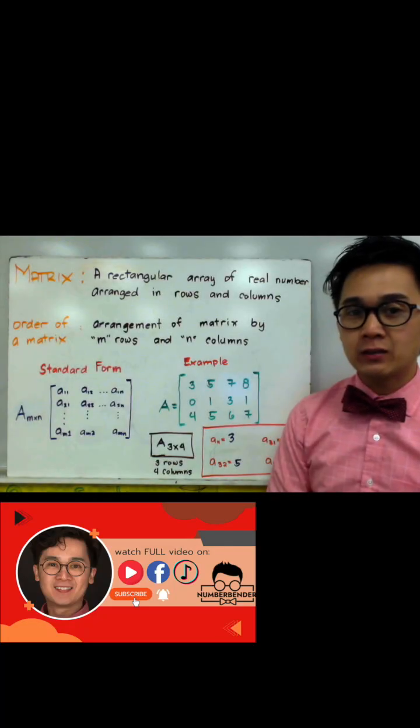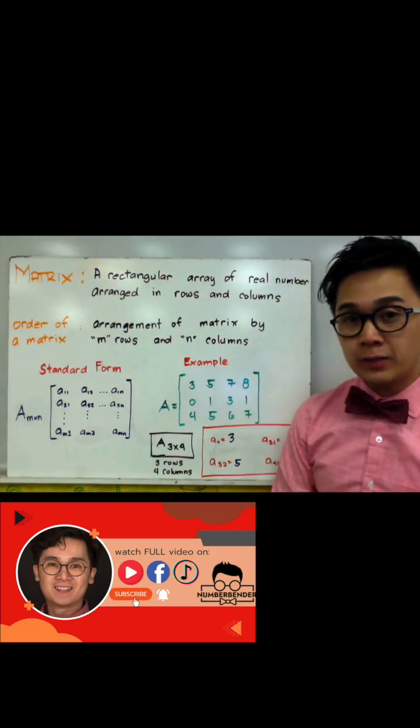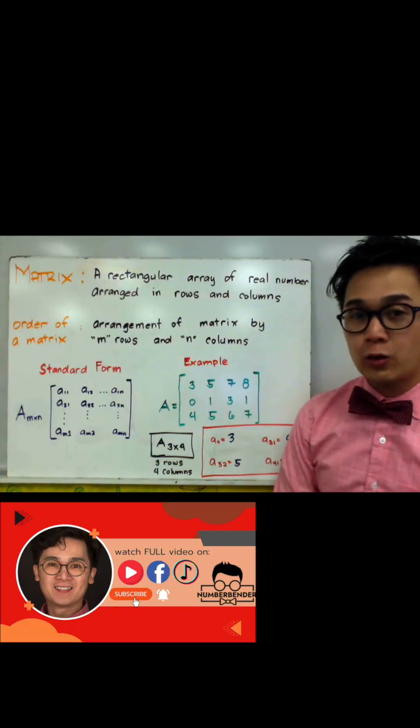Definition: a matrix is a rectangular array of real numbers arranged in rows and columns. Now, it is very important that you know how to read the order of a given matrix, because this will help us in evaluating and simplifying some of the matrices that we will have in the future.